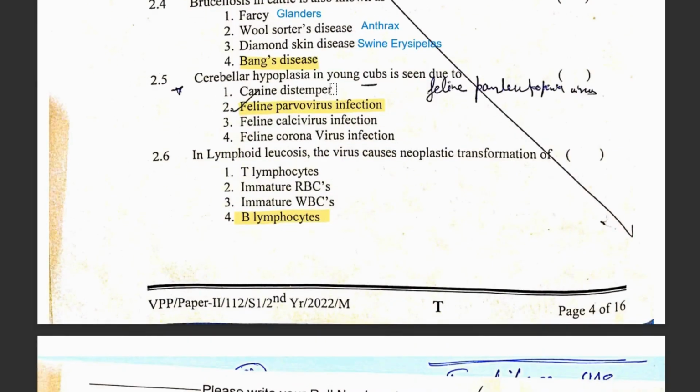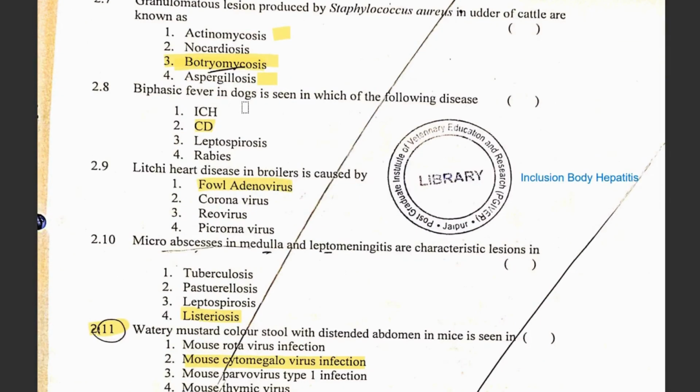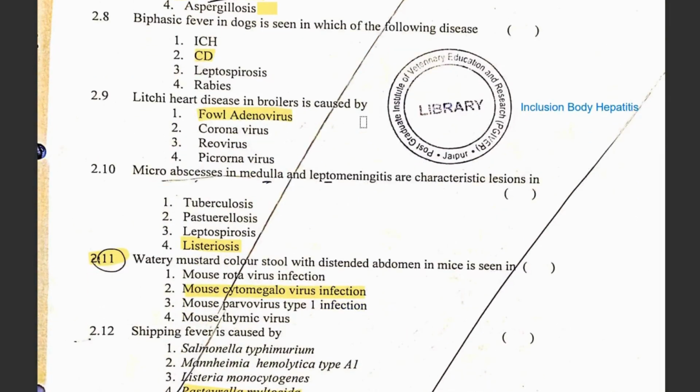Cerebellar hypoplasia in young cubs is seen due to feline parvovirus infection. In lymphoid leukosis, the virus causes neoplastic transformation of B lymphocytes. Granulomatous lesions produced by Staphylococcus aureus in the udder of cattle are known as botryomycosis. Biphasic fever in dogs is seen in which of the following diseases? It has to be canine distemper, or CD.